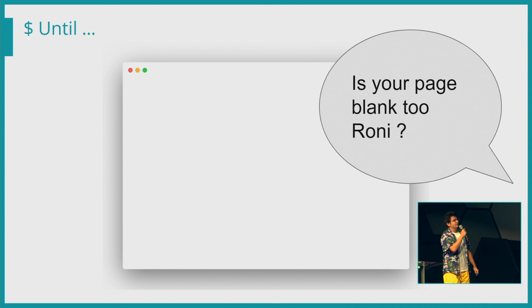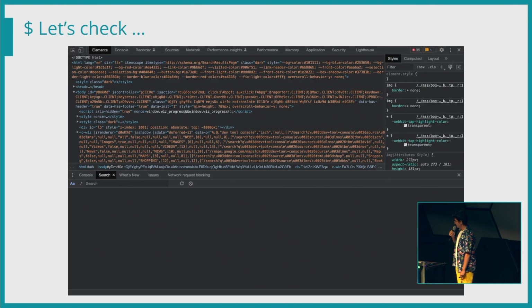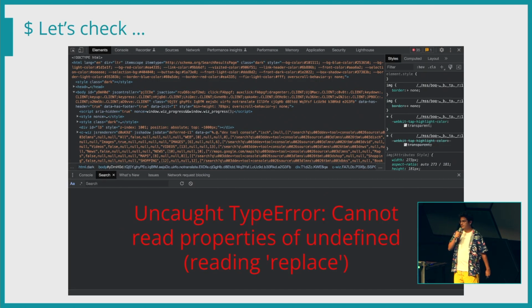And so that was kind of weird. For me, it wasn't a coincidence that both our pages were blank, right? And so I went looking into the console, and there was a message saying, hey, there is an uncaught type error. We cannot read the replace function of undefined. So that was weird, right? And so I started investigating our traffic.